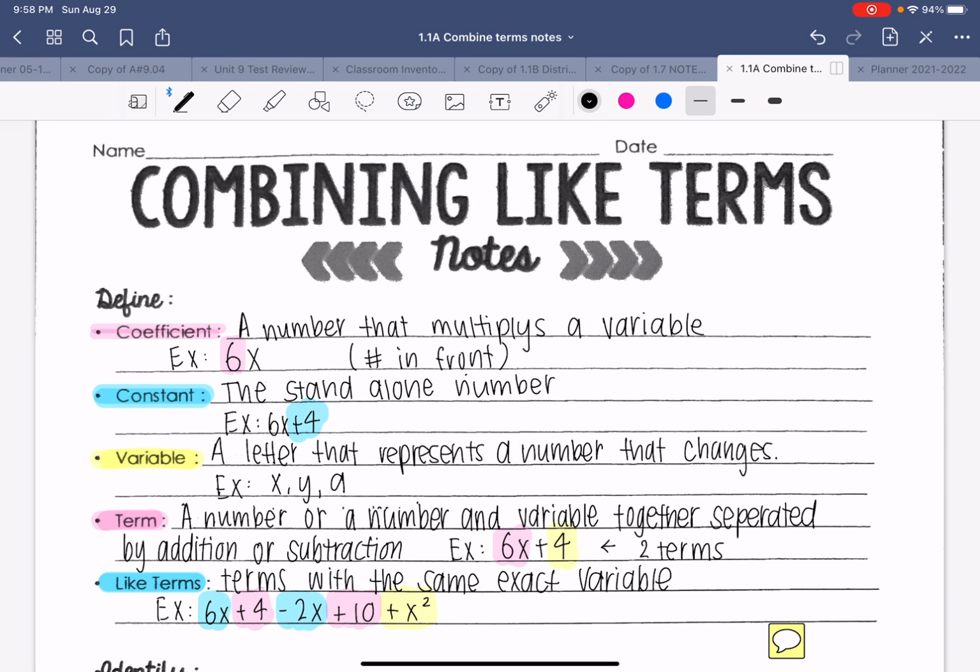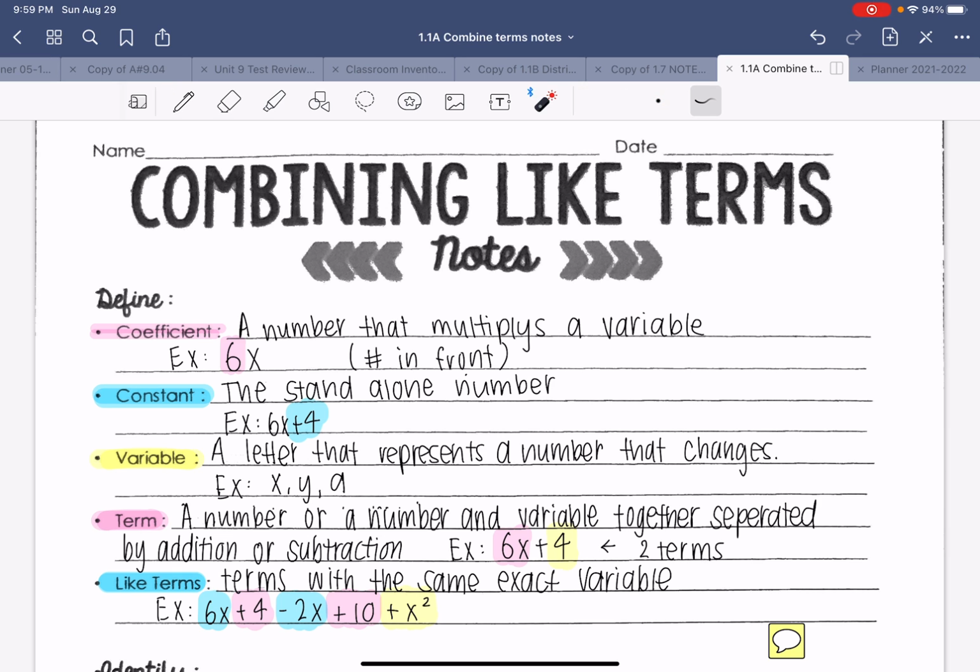All right, for our first set of notes of the year, we are going to be talking about combining like terms. Now, this is something that you should be familiar with from 8th grade, 7th grade, and 6th grade, but let's just go through a review of it and the actual vocabulary as well.